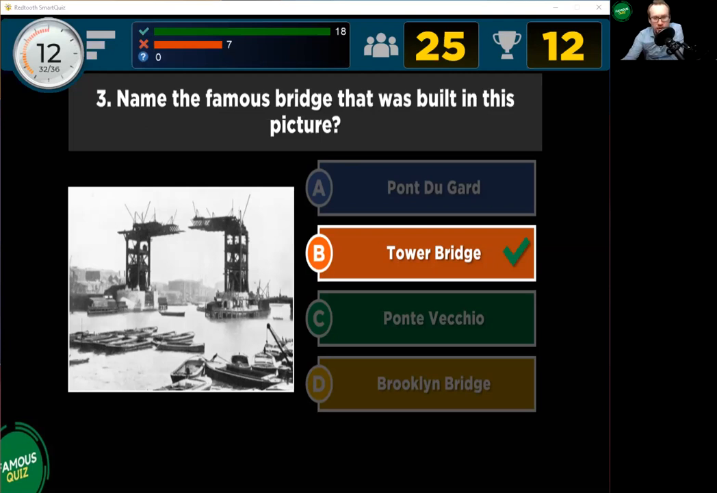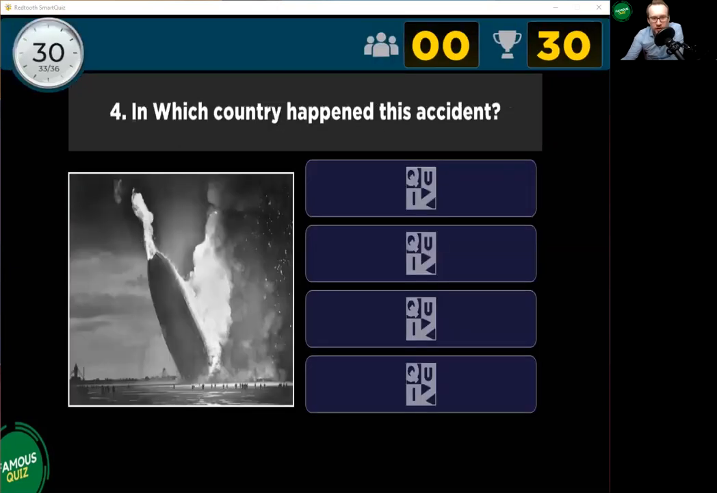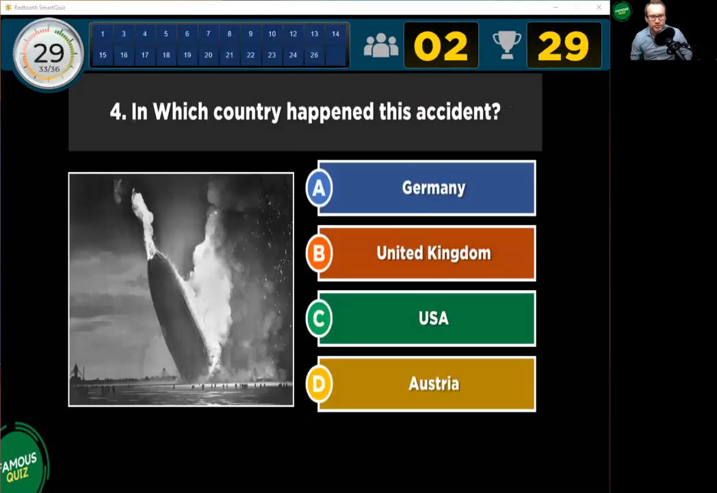Okay, question number 4, round number 5. In which country did this accident happen? Germany, United Kingdom, USA, or Austria? Okay, I can tell you a couple of things. This is the Hindenburg.